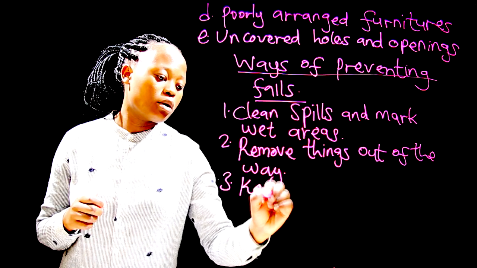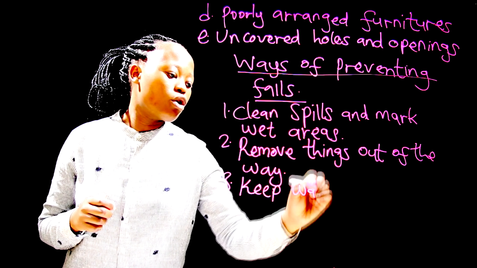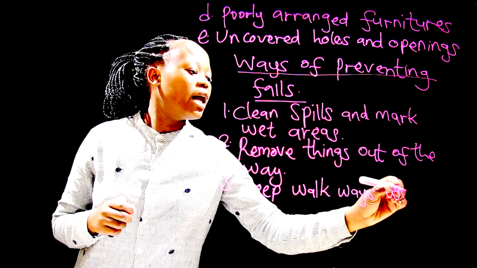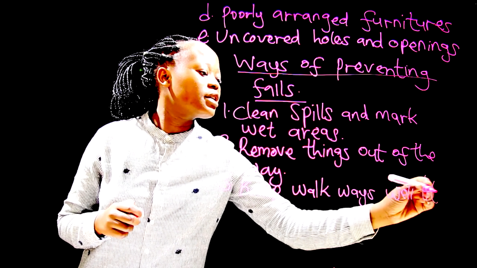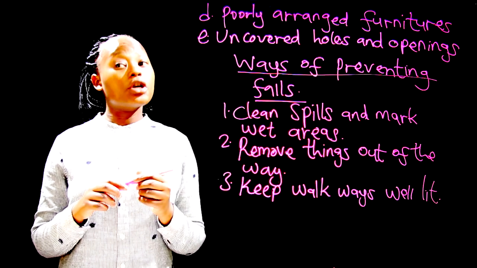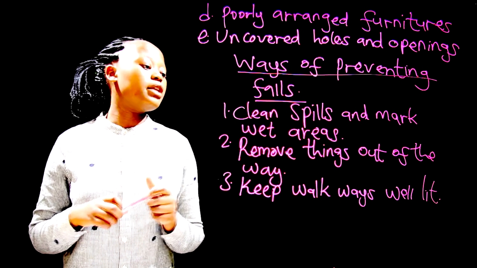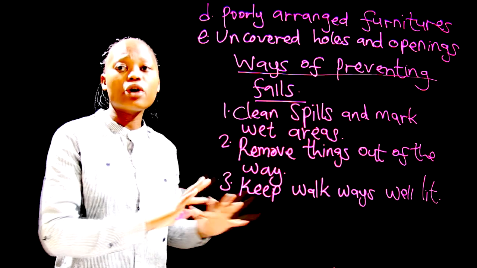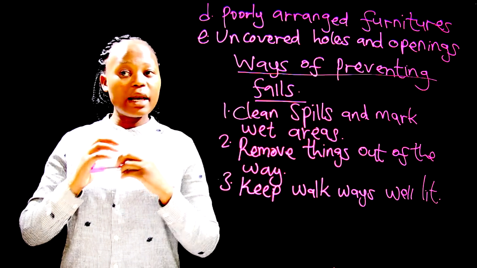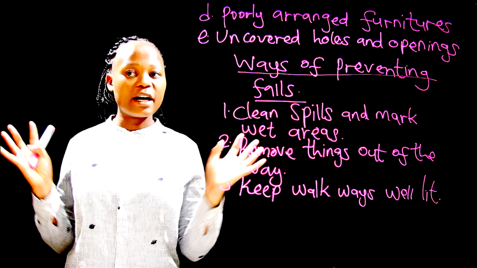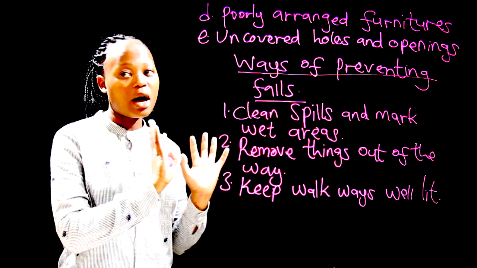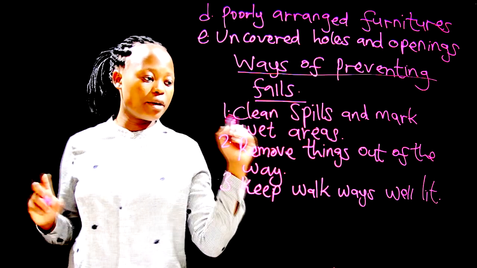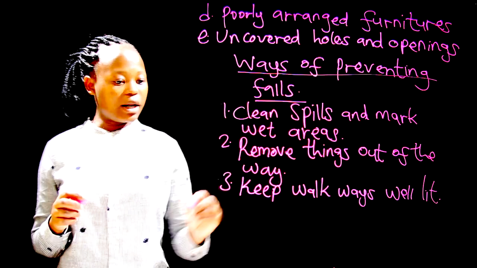Keep walkways well lit, especially the corridors. The corridors, or the ways that we use for walking, should be well lit. They should have enough light so that we can see where we are heading, or where we are going. So we keep walkways well lit.